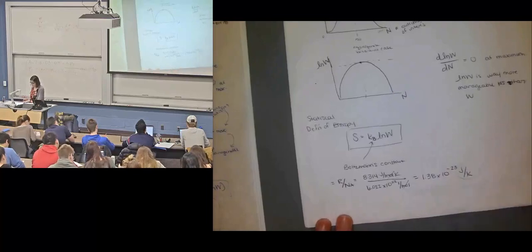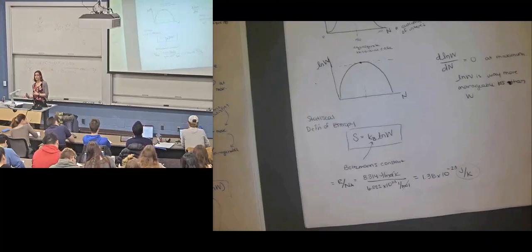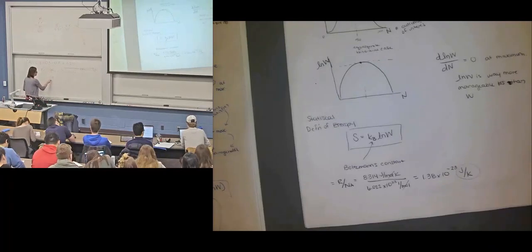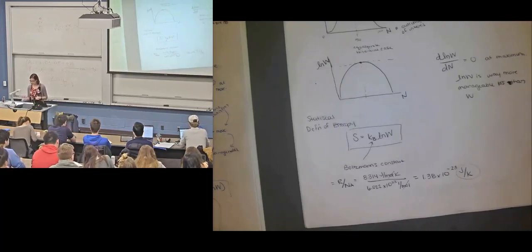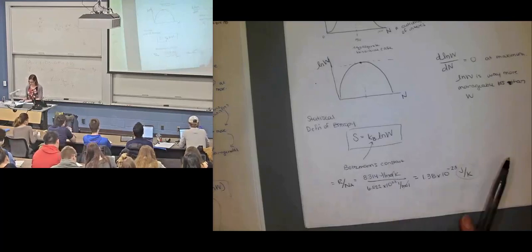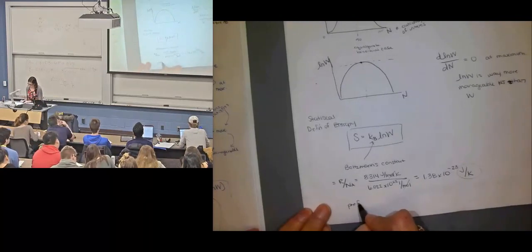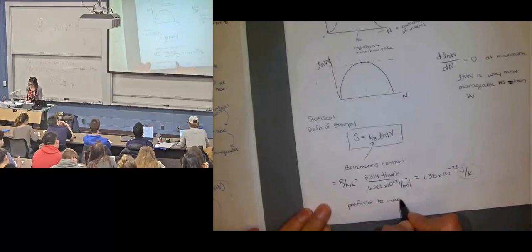Units are important for entropy. Last time we showed that the units were joules per Kelvin because our definition of entropy was what? What was our classical definition of entropy? Change in entropy, delta S, was equal to reversible heat flow divided by temperature, joules per Kelvin. What's the units of multiplicity? Nothing. It doesn't have any. So what Boltzmann's constant provides for us is just a prefactor to make our units pretty.